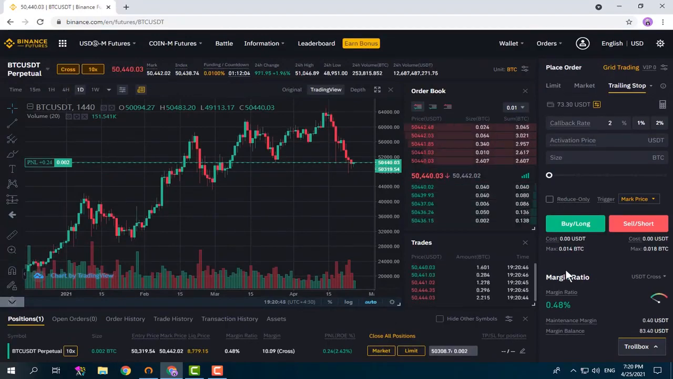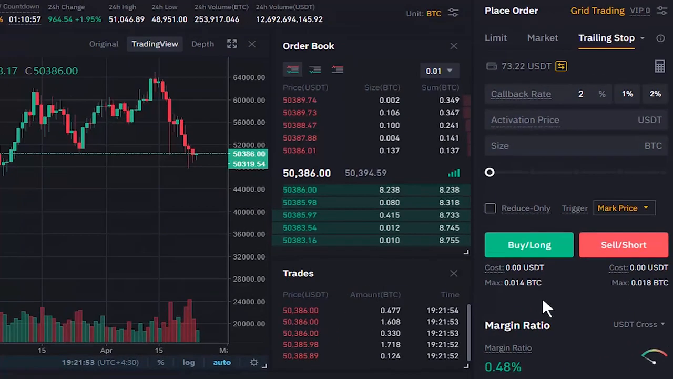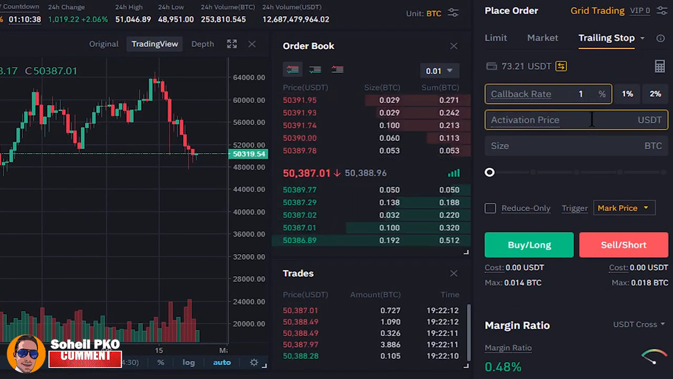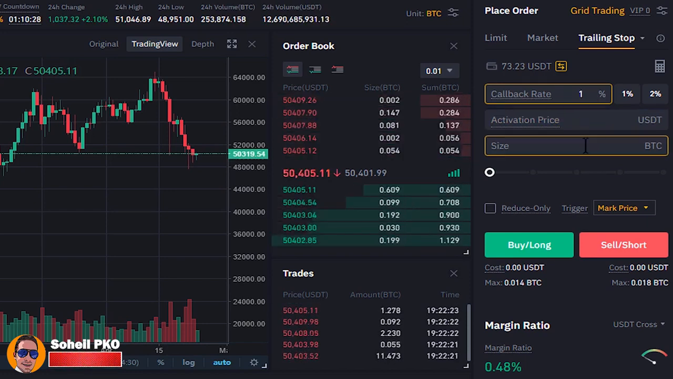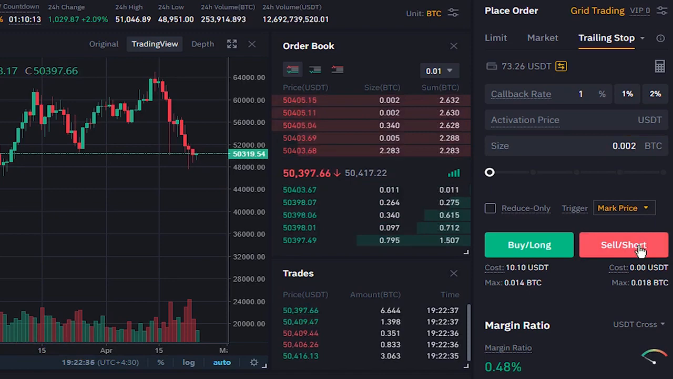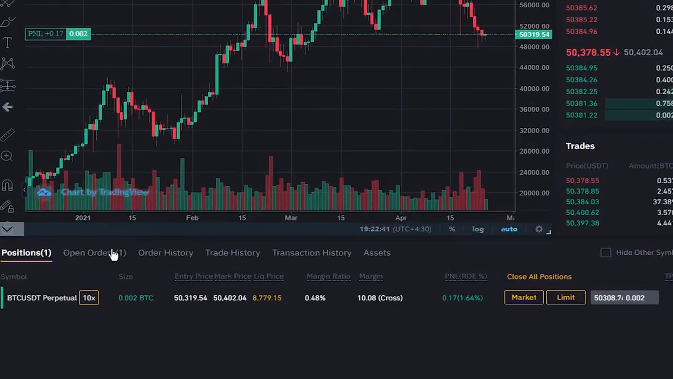Another use of trailing stop order is when, for example, you see that the price is advancing sharply, so you step in and buy the BTC, and instantly after that you set a trailing stop order to lock in your profits as the price goes higher. Consider we just opened this long position on BTC USDT perpetual contract, and now we want to set a trailing stop order. We set the callback rate to 1%, for example. We leave the activation price unfilled because we want it to be at the current price of the market, and the size same as our long position, 0.002. We click on sell short, order submitted, and here it is in open orders.